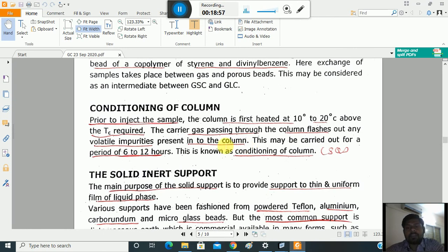This may be carried out for a period of 6 to 12 hours. The continuous movement of pure carrier gas through the column at 10 to 20 degrees Celsius above the critical temperature that takes place for 6 to 12 hours, this is known as the conditioning of the column.